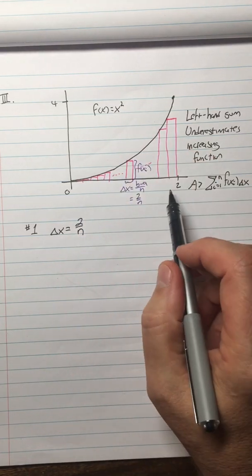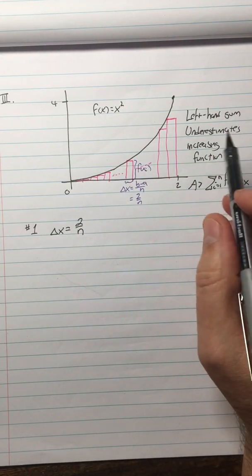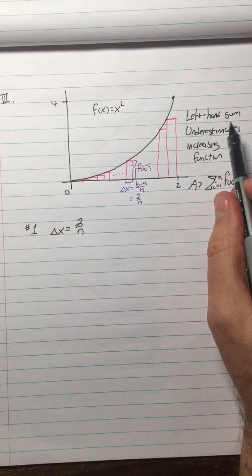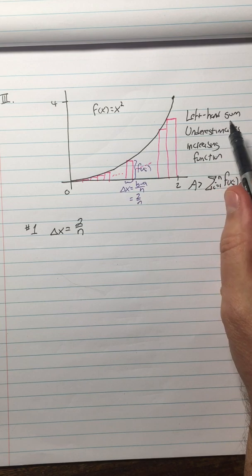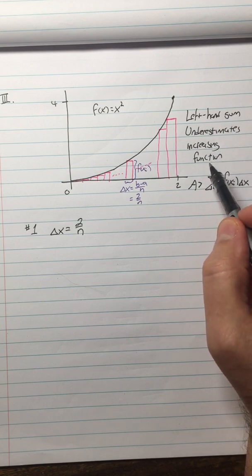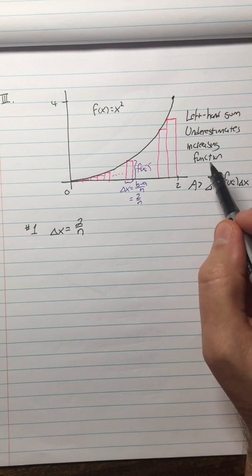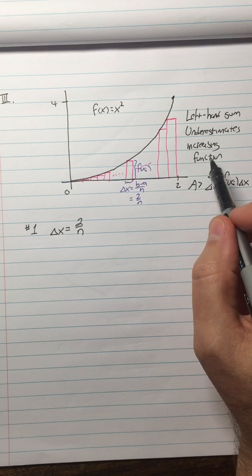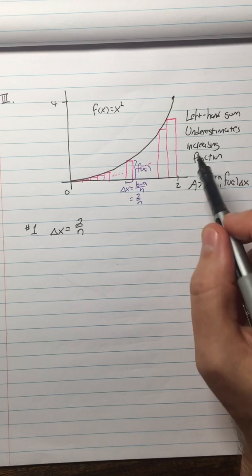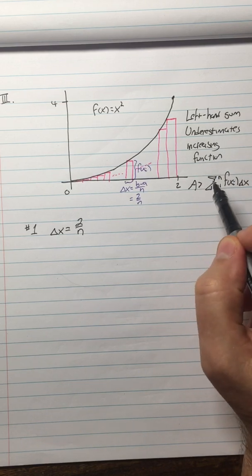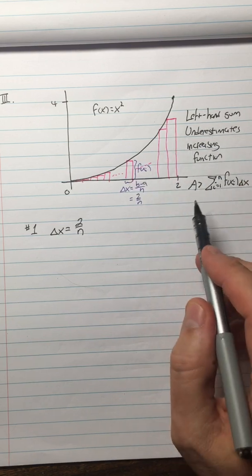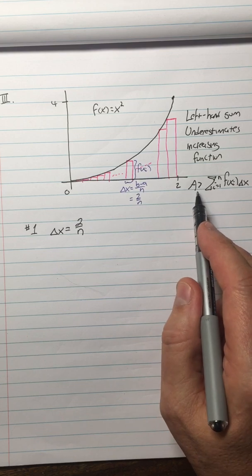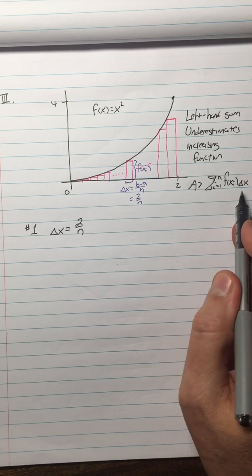I've drawn a picture here of the left hand sum, and we want to bear in mind that the left hand sum underestimates an increasing function. Before, we were doing a right-hand sum, which overestimates the increasing function. And by the way, it's opposite for a decreasing function. For a decreasing function, the left hand overestimates and the right hand underestimates, and that's a good thing to know. But we have a left-hand sum and an increasing function, so it underestimates, which means our true area is actually greater than our sum of f of x sub i delta x.